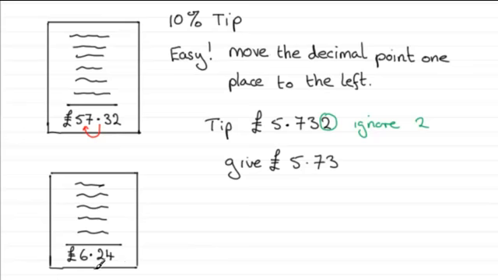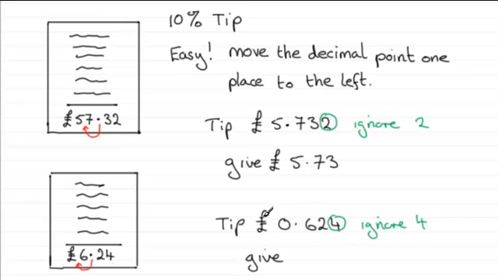And what happens if your bill was, say, for £6.24? Then we take our decimal point, move it back one place to the left, and this time the tip would be 0.624. We don't want this 4 here. We've got 2 digits behind the decimal point, so we ignore the 4. And so how much are we going to give this time? Well, 0.62 pounds is better known as 62 pence. But again, it's up to you whether you give a little more or a little less. But that is what 10% would be.